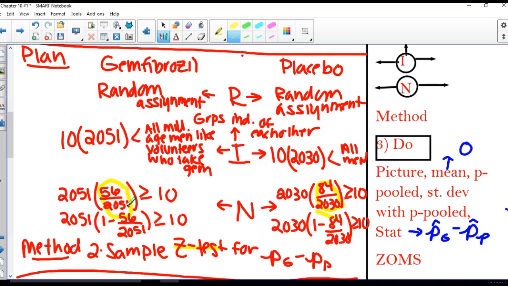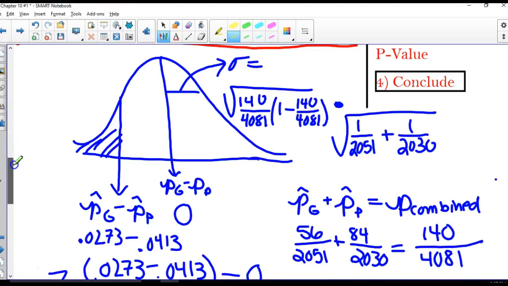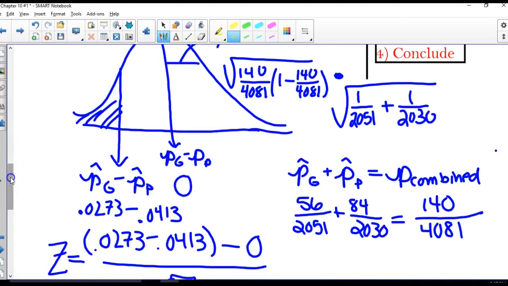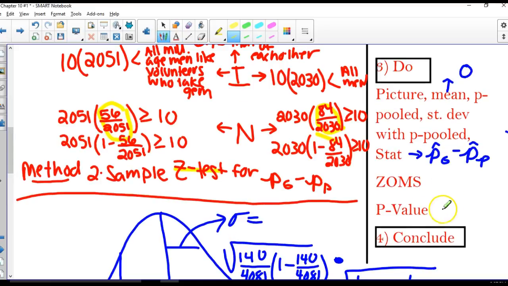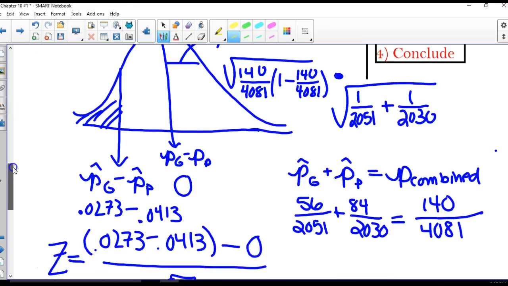Gemfibrozil group here. Again, please note that normally we use our P, but we're not given a true parameter here. We're only given a statistic. The only true parameter that we know is that we're going to assume they're the same, and that's what happens in our third step in our do part. In our do part, pause it right now and write down all of the things that I'm expecting in the do part, and then I'll talk through it. Once you've paused it and written down all of those things that I'm expecting, let's talk through it.